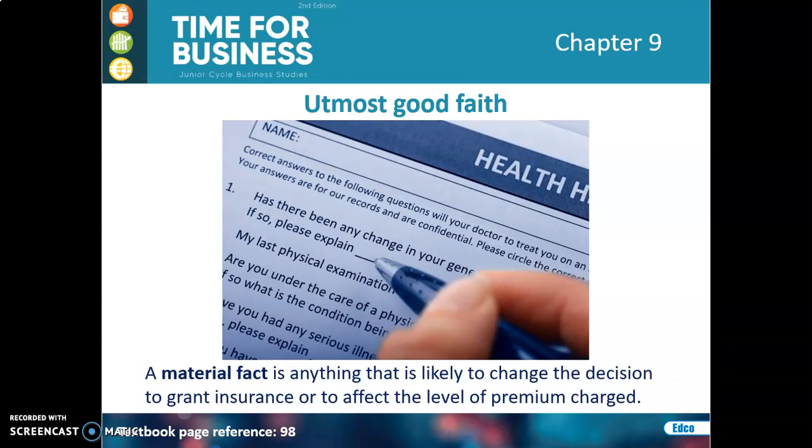A material fact is anything which is likely to change the decision to grant insurance. When you're taking out health insurance or when you're taking out life insurance, if you have a pre-existing health condition, that's a material fact. The insurance company has to be told about that.